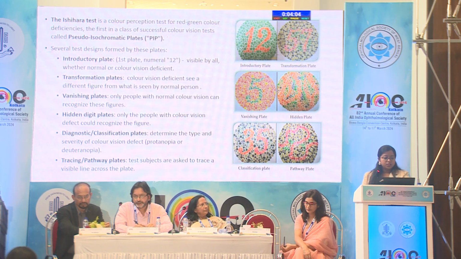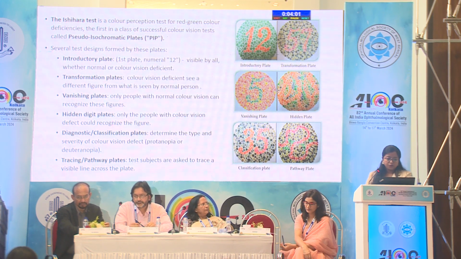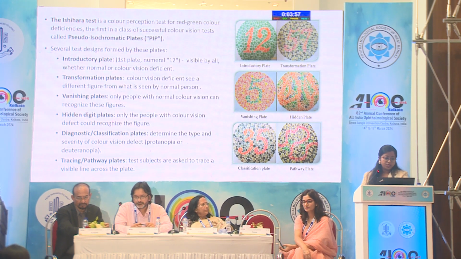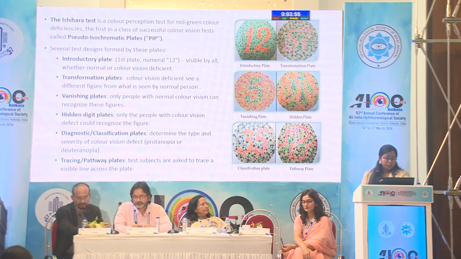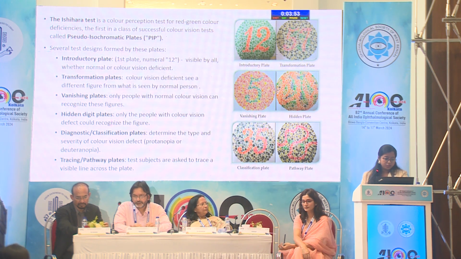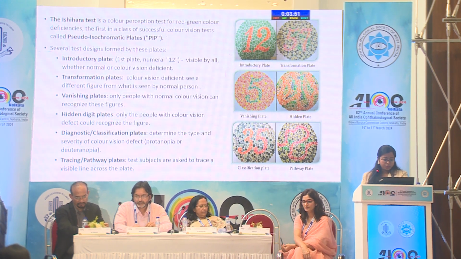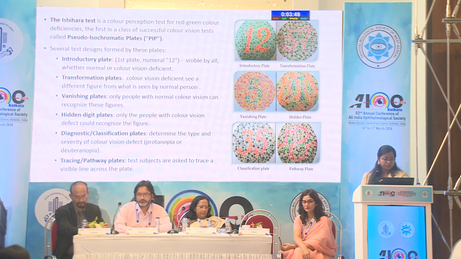The Ishihara test is a color perception test for red-green color deficiencies, and the first in class of successful color vision tests called pseudoisochromatic plates. There are introductory plates, transformation plates, vanishing plates, hidden digit plates, diagnostic classification plates, tracing and pathway plates.